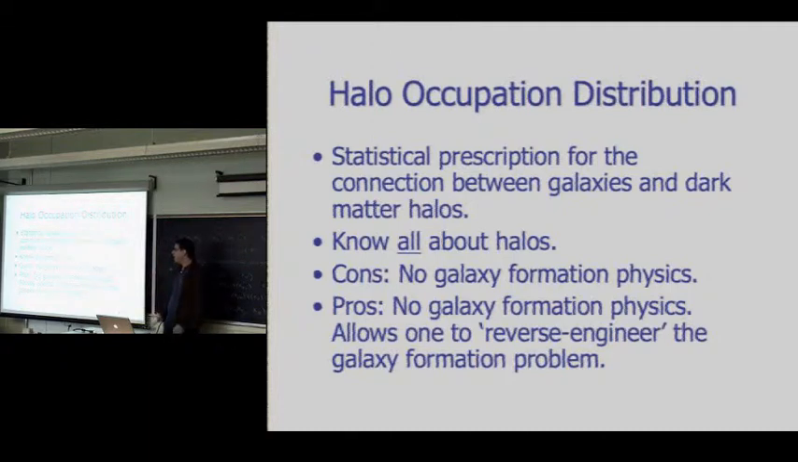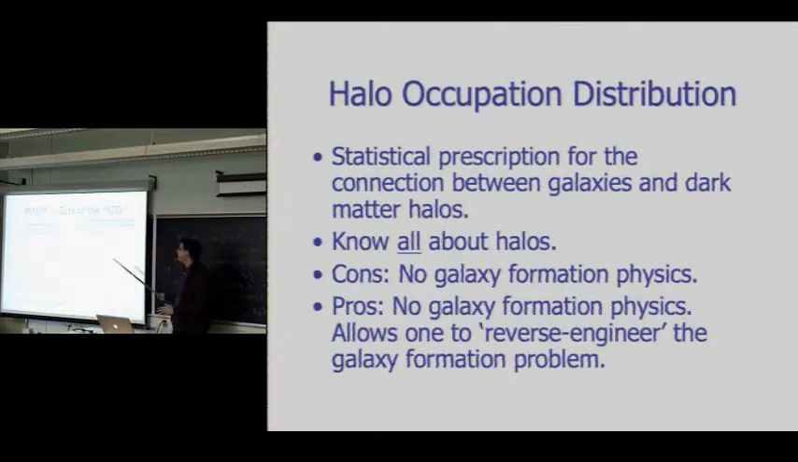However, one of the main advantages of an approach like this is that there's no galaxy formation physics involved. Galaxy formation is a really, really tough problem. That's why we all have jobs and why I had so many jobs that I applied for this fall. But if you know exactly what galaxies go in what halos, and you know exactly what the formation histories of the halos are from our N-body simulations, you can make pretty strong assessments about what must have happened in the galaxy formation process in order to get the distribution that we see today. That's why I call it reverse engineering the problem.